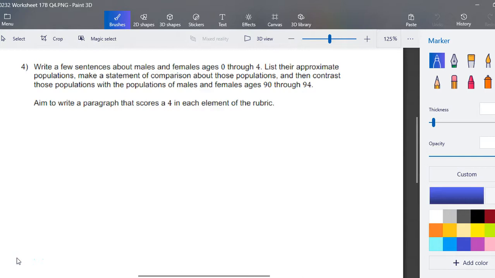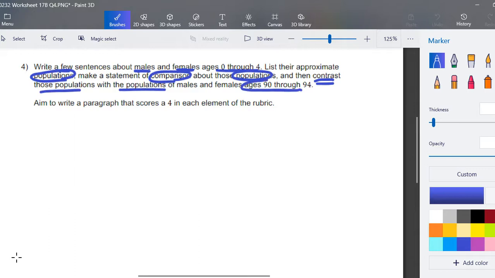So now that you've read through and written something on question 4, let's look at it together. Write a few sentences about the males and the females ages 0 through 4. List their approximate populations. Make a statement of comparison about those populations. And then contrast those populations with the populations of males and females ages 90 through 94. Aim to write a paragraph that scores a 4 in each element of the rubric.